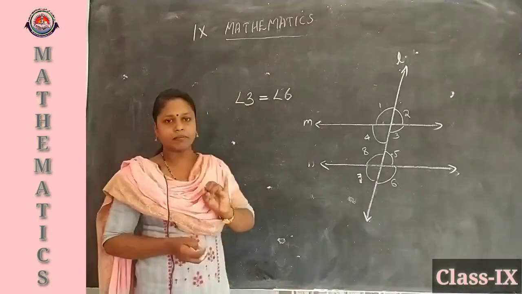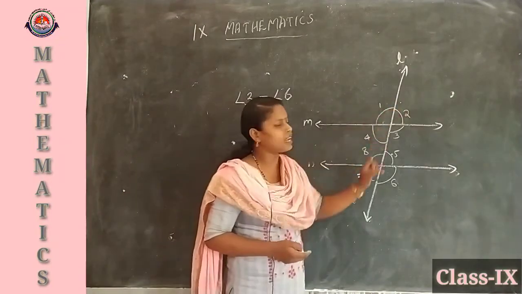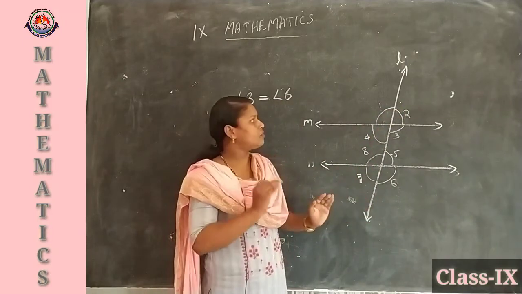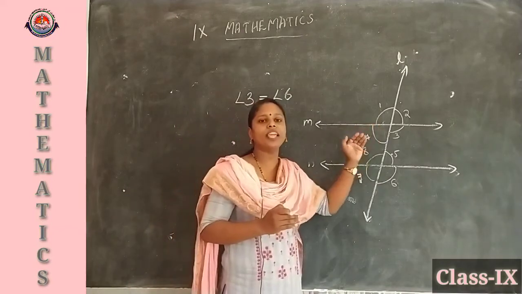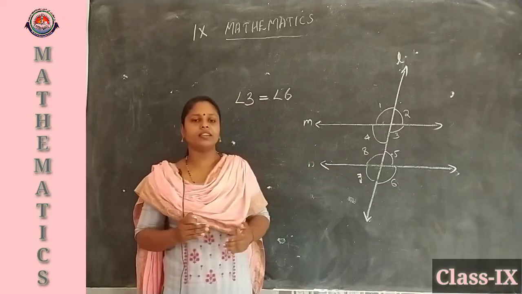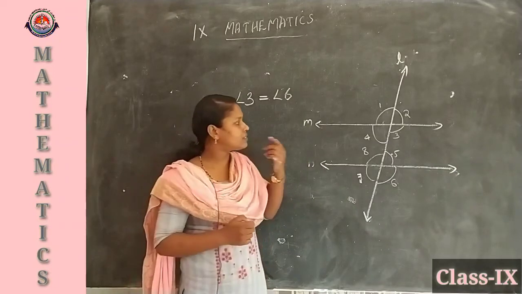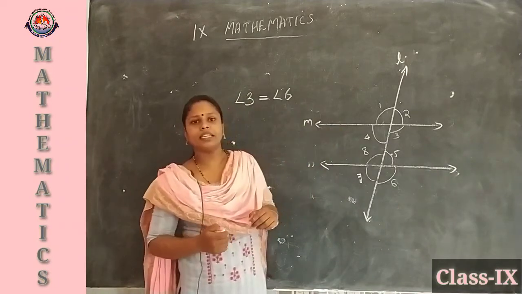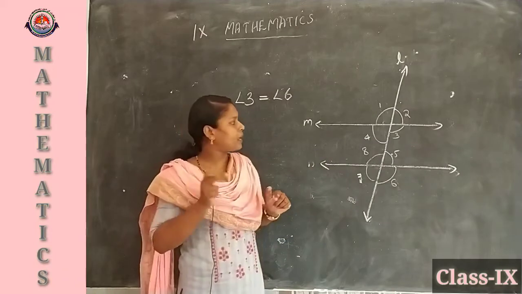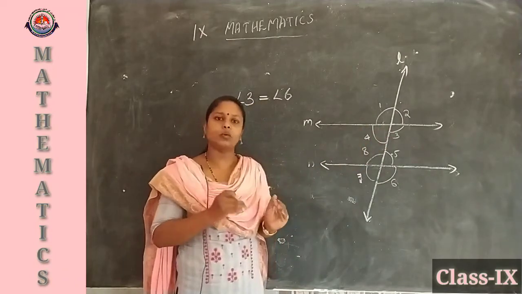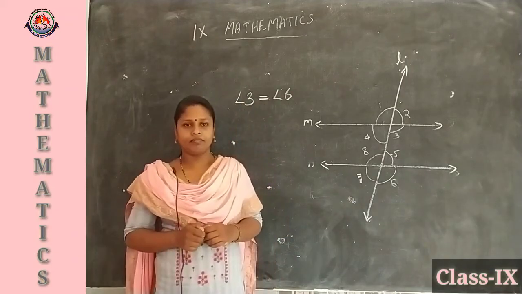Our first axiom is, it is clearly given that M and N are parallel and L is the transversal. Then if a transversal intersects any two parallel lines, then all pairs of corresponding angles will be equal. That is our first axiom. And our second axiom is the converse of that. That is, a transversal is intersecting any two lines such that a pair of corresponding angles is equal, then the lines will be parallel. I think it is clear.